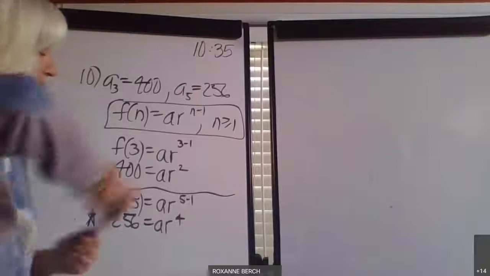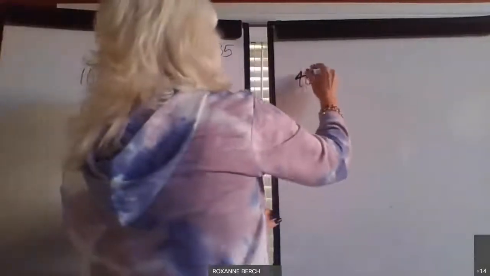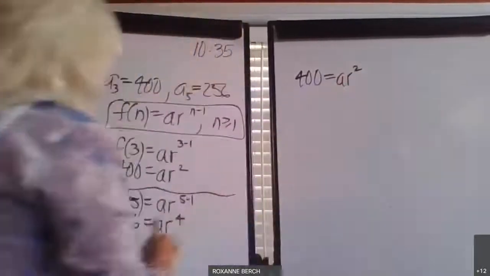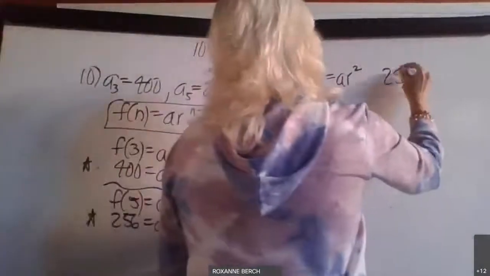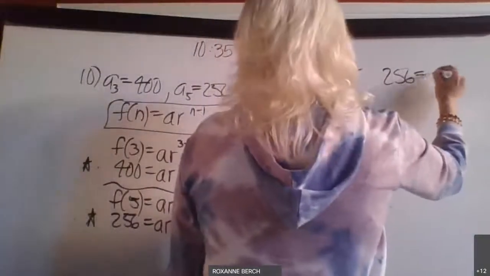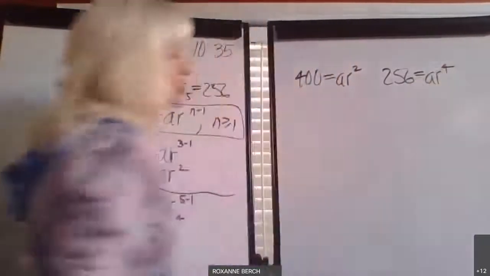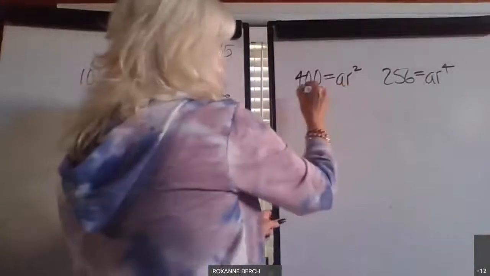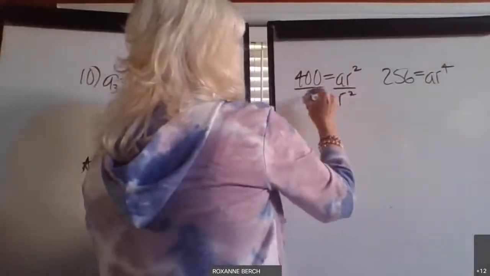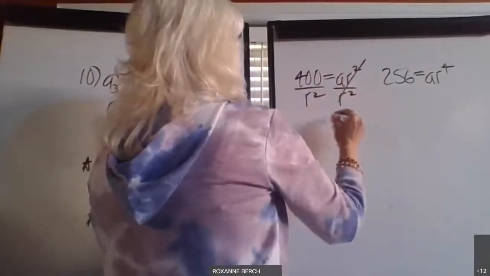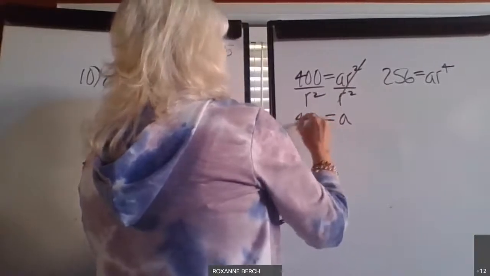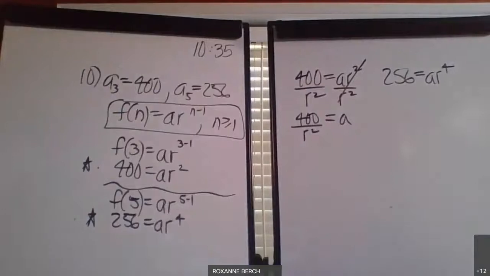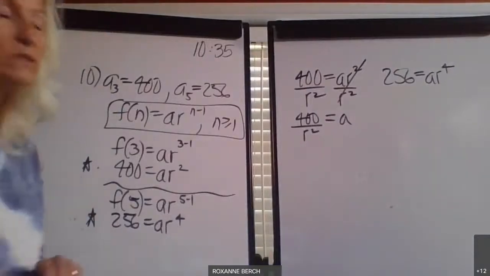I'm not going to work it, but I'll set it up for you. So the first one is 400 equals AR squared. And the second one is 256 is equal to AR to the fourth. And I told you to solve for the easiest variable. So you're going to solve for A. So you're going to divide both sides by R squared. So you get A is equal to 400 divided by R squared. So that's what you're substituting into the second one.